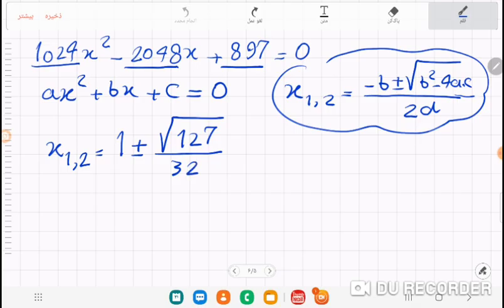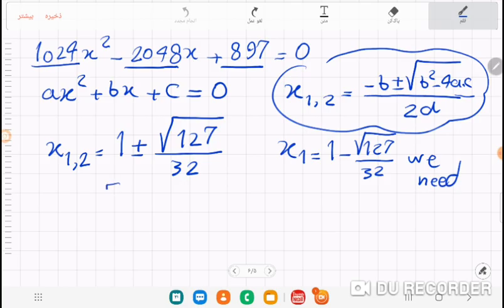The reason we got two roots is that while solving the original equation, we squared both sides twice, and this could have created additional solutions. We have two solutions. In this case, obviously, the root that is larger than 1 is rejected. And x 1 equals 1 minus square root of 127 over 32 is the root we need. Hence the solution to the given inequality is the interval from negative 1 to 1 minus square root of 127 over 32.